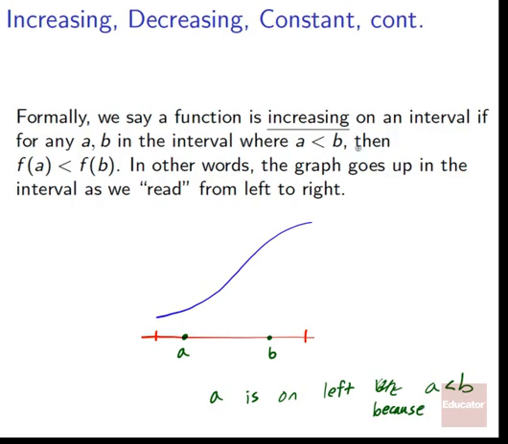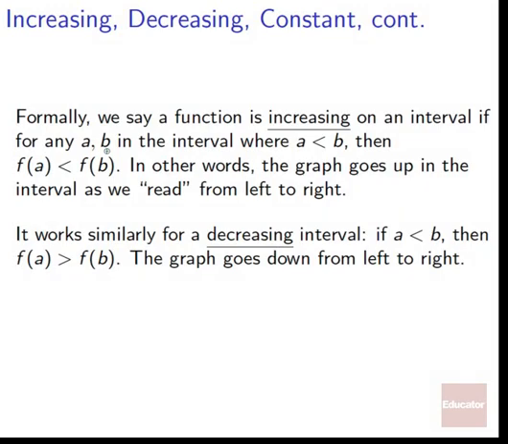So if we then look at what they evaluate to, this is the height f at A, and this is the height f at B. Notice f of B is above f of A. F of B is greater than f of A. So it's saying that any point on the left is going to wind up being lower than points on the right in the interval when it's increasing. In other words, the graph is going up in the interval as we read from left to right. Remember, we always read graphs from left to right.